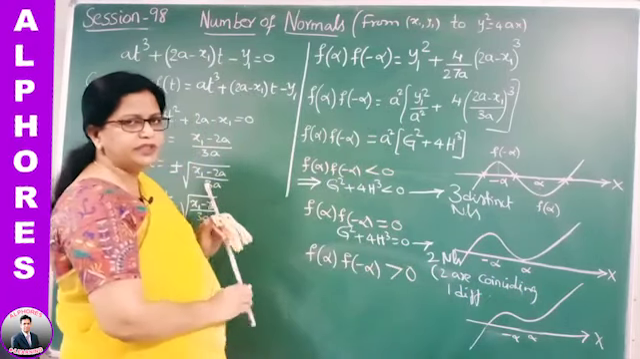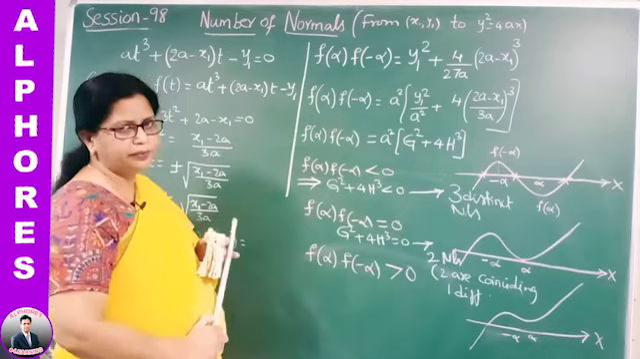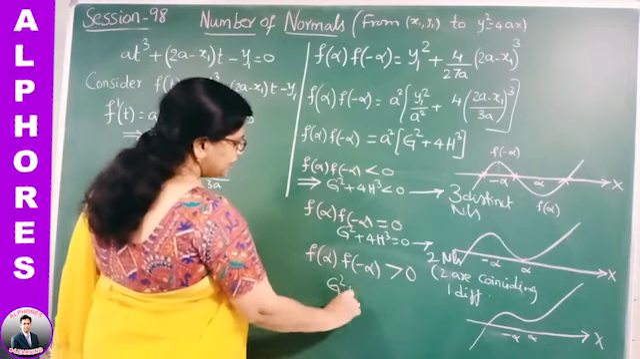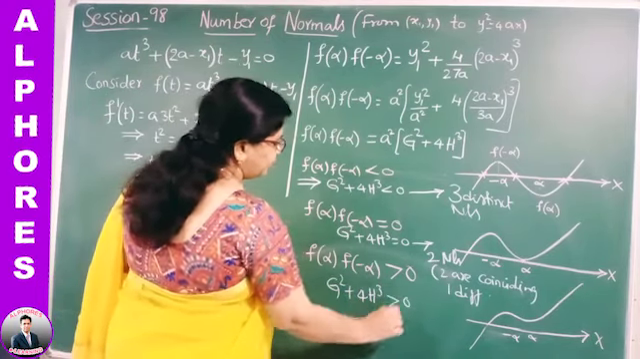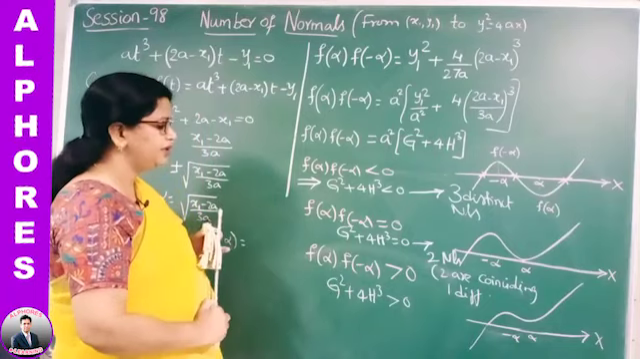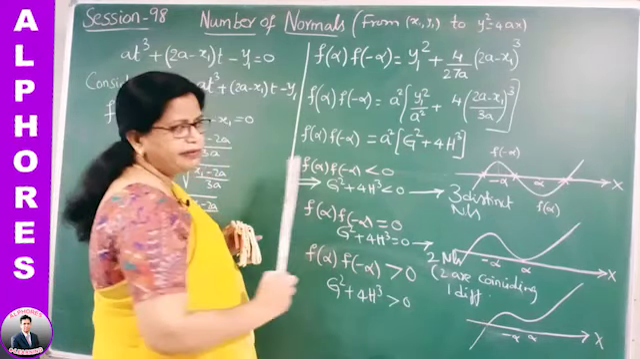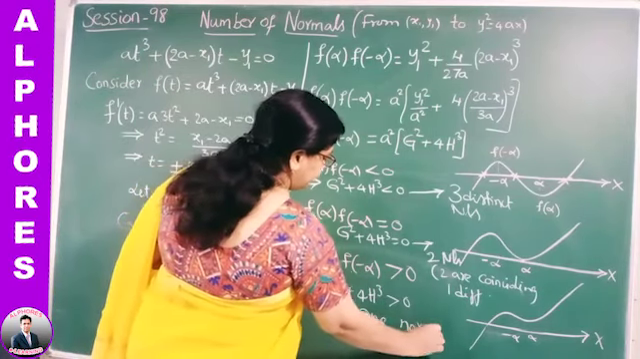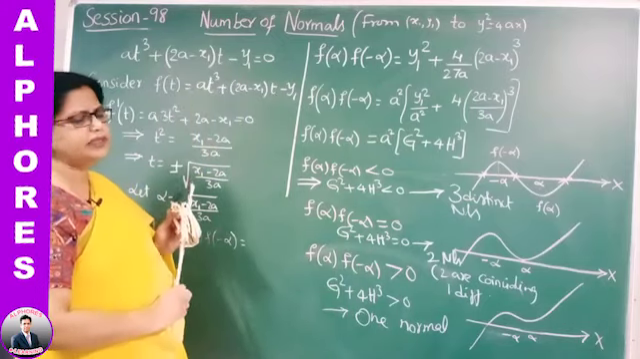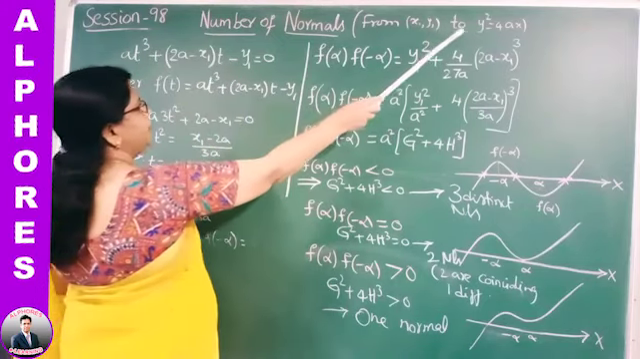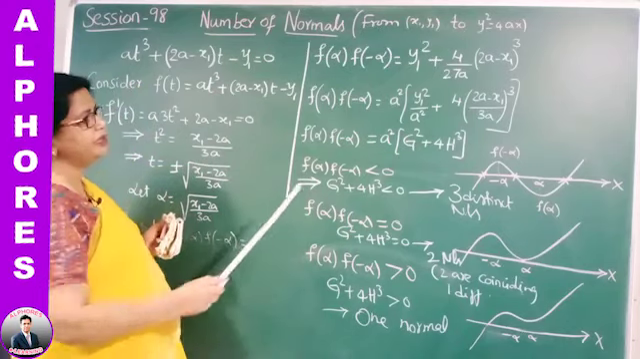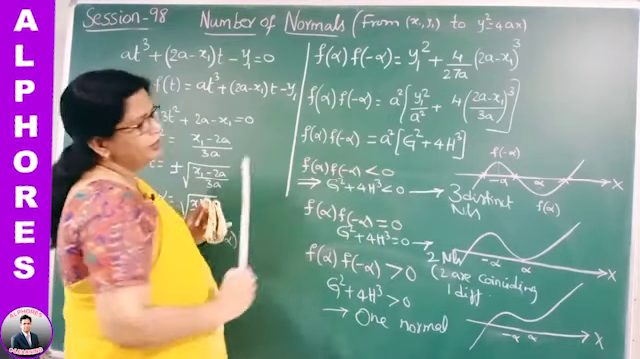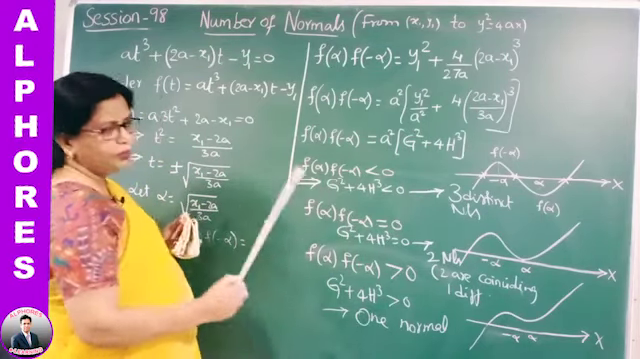And next, suppose this value is greater than 0. What is the conclusion? If g square plus 4h cube is positive, then there exists 1 and only 1 root, which implies there exists only 1 normal. So in this way we can decide the number of normals drawn from a point x1 y1 to the parabola y square equal to 4ax. What is the maximum number? You can observe 3. And what is the minimum number? It is 1 normal.